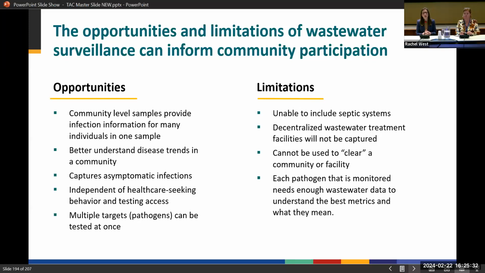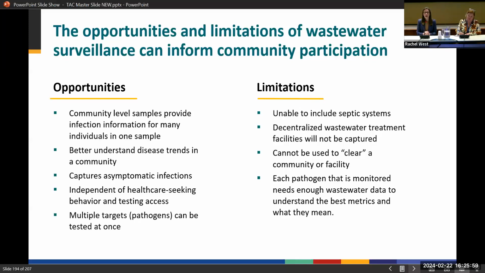Wastewater surveillance also can't be used to clear a community. So a negative result doesn't necessarily mean that there's absolutely no disease transmission. It just means that perhaps this is below the limit of detection in that sample. What it can tell us, though, is about transmission levels, and over time, we can understand what those negative results mean, and perhaps it can indicate very, very low disease transmission.